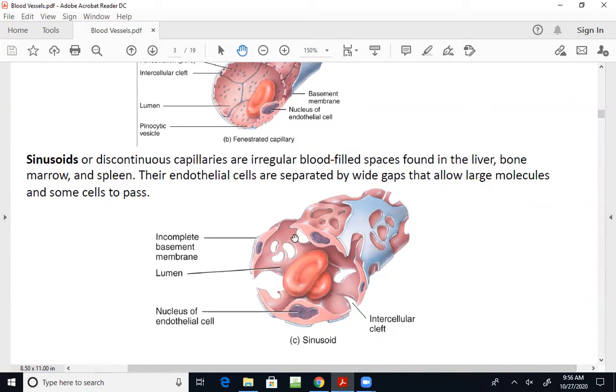They can squeeze through these big old holes. In our spleen, we learned that's where we can remove worn out red blood cells and platelets and that kind of stuff. That's where that's going to take place. We do some of that in the liver.